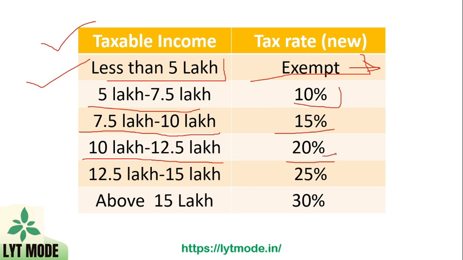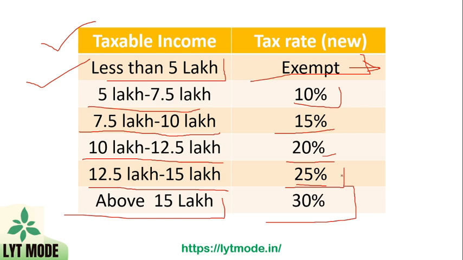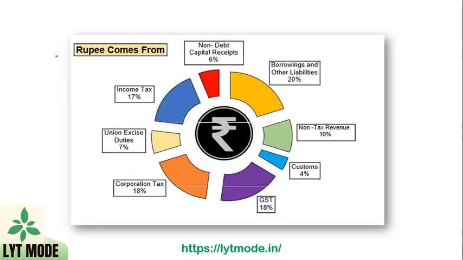For 10 lakh to 12.5 lakh the rate will be 20%. Earlier this percentage was 30%. For 12.5 lakh to 15 lakh, earlier the percentage was 30, but now it is 25%, and above 15 lakh the rate will be 30%. So these are the changes in the new tax rates for the fiscal year 2020-21.